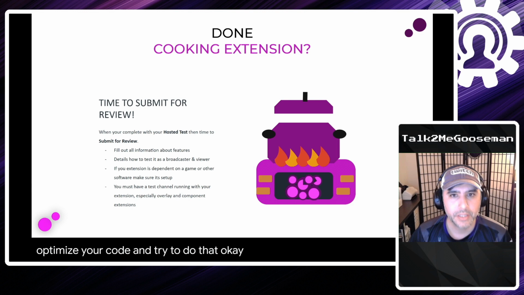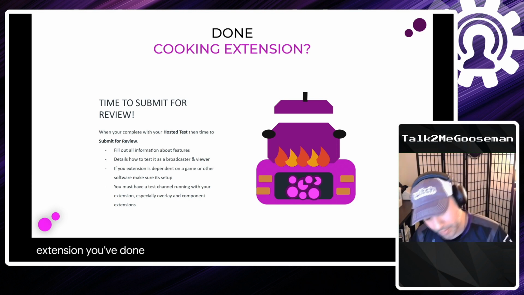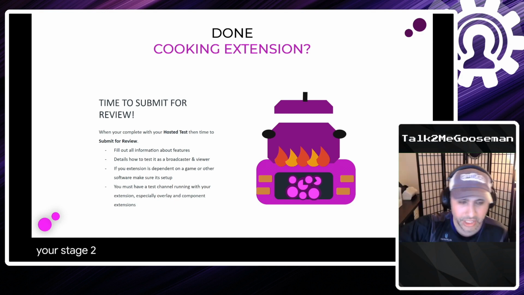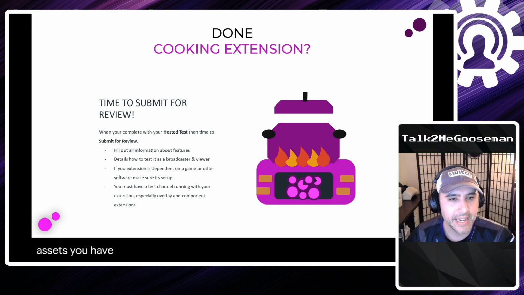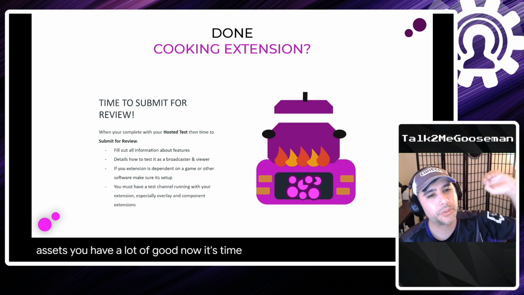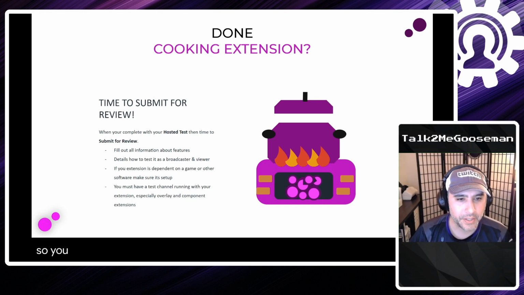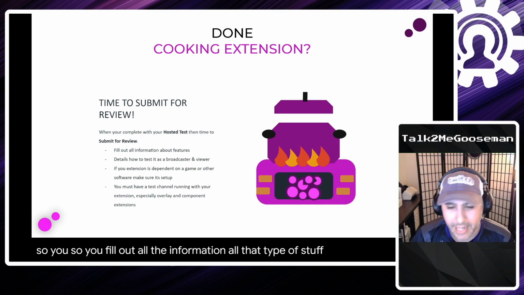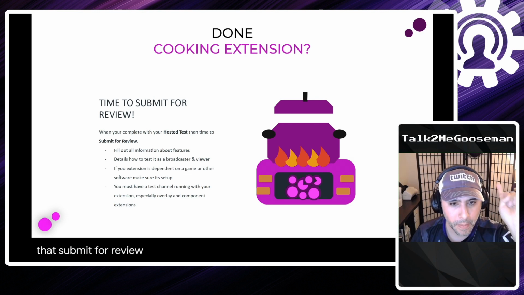Okay, so you're done cooking your extension. You've done the HTML, you've done the JavaScript, you've done the CSS, you've done your stage testing, you've done all that type of stuff, you've bundled the assets, you got all that good. Now it's time to submit your extension for review. So you fill out all the information, all that type of stuff. What next? Now you just click that submit for review button.